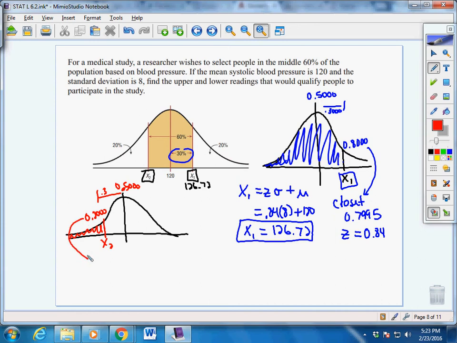The closest to 20%, or 0.2, is 0.2005. And that occurs at the z-score of negative 0.84, which makes sense. Again, if you look to your left, you get negative 0.8, you look up, you get 0.04. Do the same thing we did here. To find our second value, take the z-score times the standard deviation plus the mean. Our z-score is negative 0.84 times our standard deviation, same standard deviation, 8, same mean, 120. You figure this out and you get 113.28.